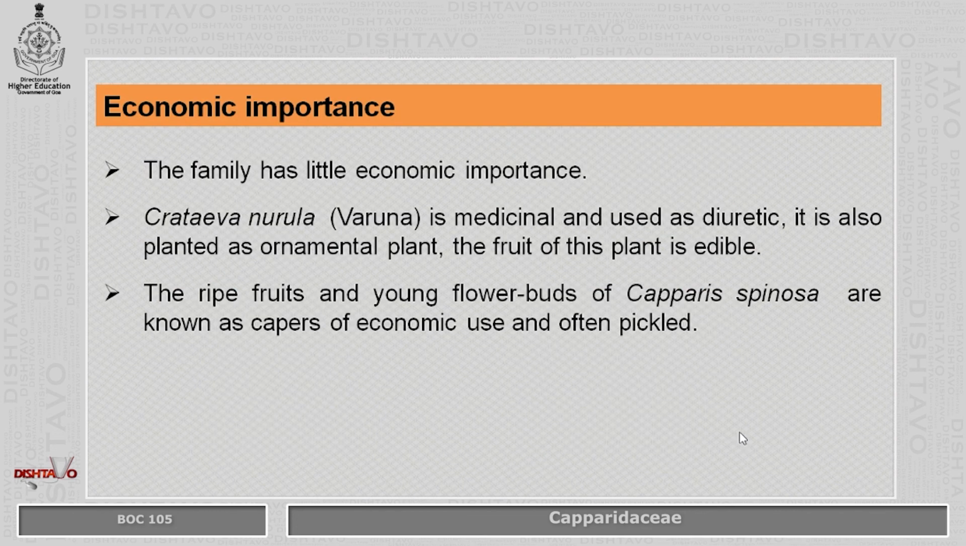The family has little economic importance. Crateva nurvala, Varuna, is used as a medicinal plant, as a diuretic, and also planted as an ornamental plant. Fruits of this Crateva nurvala are edible. Ripe fruits and young flower buds of Capparis spinosa are known as capers, and it is used to make pickles.